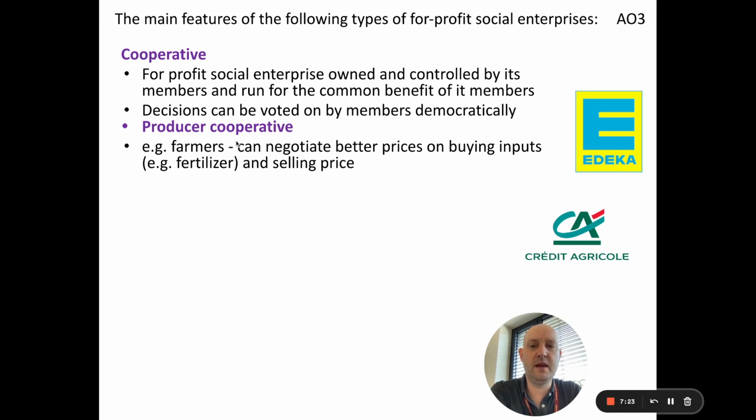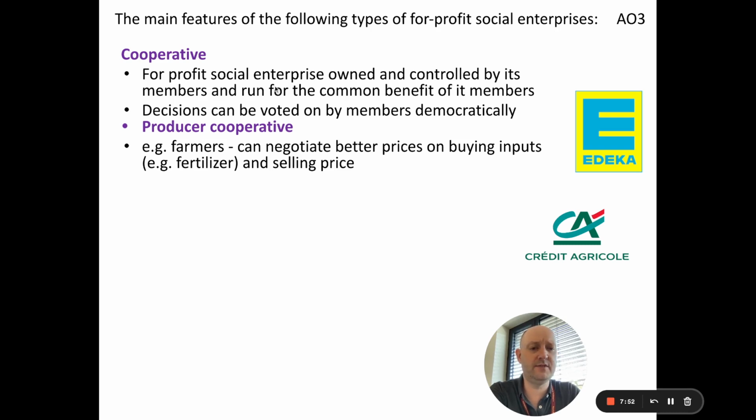So cooperative is a bit like the word cooperate. So they're working together, and by working together with the buyer, they can negotiate better prices when they sell it. Also, when they're buying inputs such as fertilizer or grain or things to feed their animals, they can hopefully negotiate better prices. The idea is by being together, they can be stronger. And so this is an example of a producer cooperative.